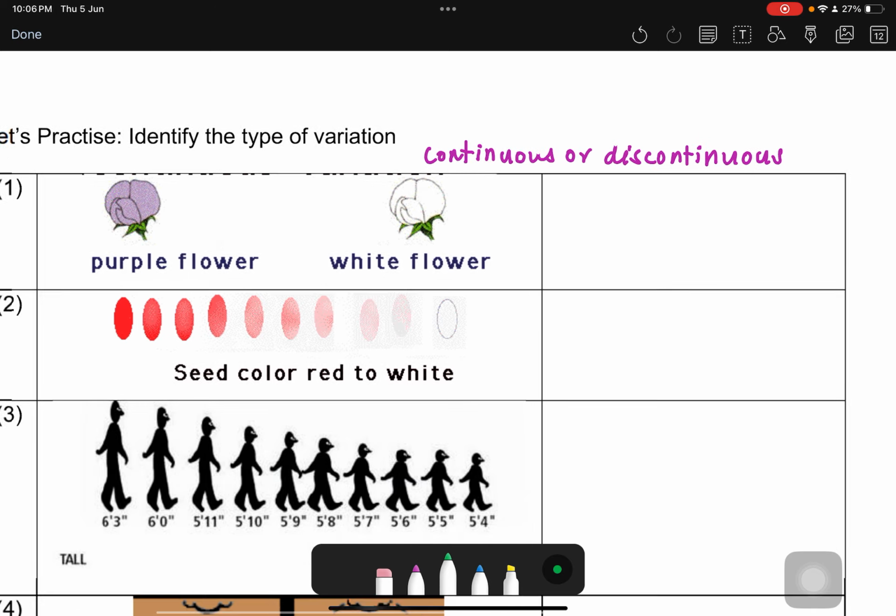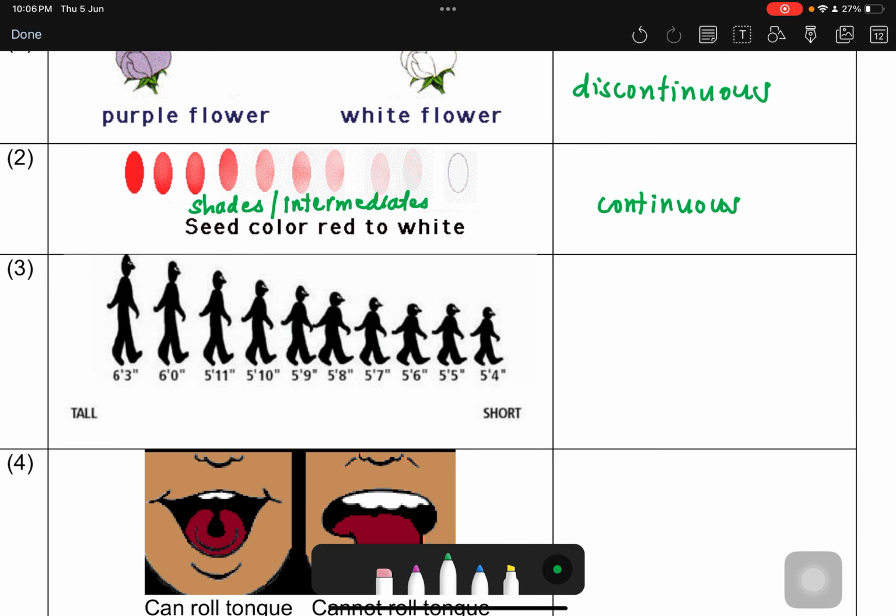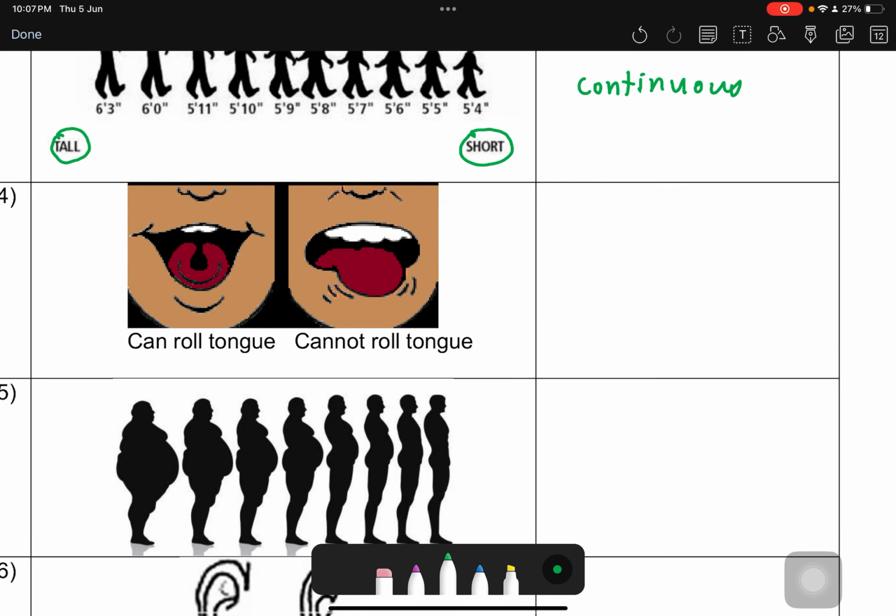Moving on, example 3, which I've already gone through, height. It's an example of continuous variation, as you can see, there are intermediates between what we deem as tall and short. So we cannot just put them in each of the categories because their height forms a spectrum. Next, ability to roll tongue. Either a person can or cannot roll. There's no in between. So this is an example of discontinuous variation.